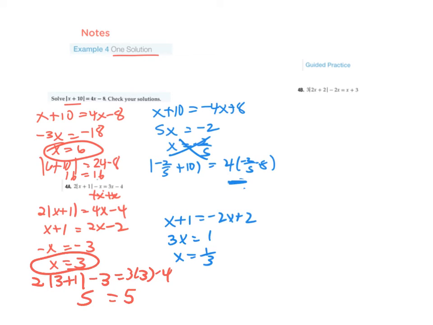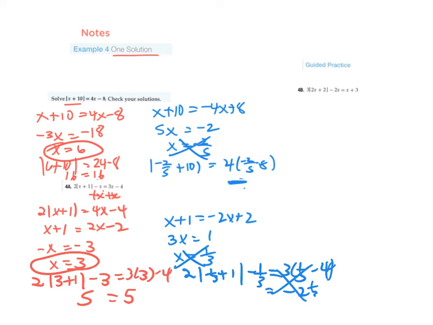Now let's see if the blue one works. So if I substitute a 1/3 into the equation, 2 times the absolute value of 1/3 plus 1, minus 1/3, equals 3 times 1/3 minus 4. You're going to get 1 minus 4, which is a negative 3. And when you add that, you're still going to get a negative 2 and 1/3, which means we're going to have a negative answer. That absolute value cannot equal it, so this cannot work. So this is not a solution.